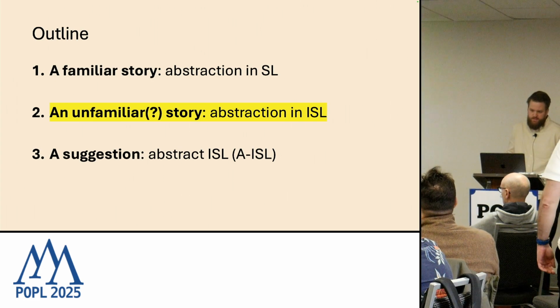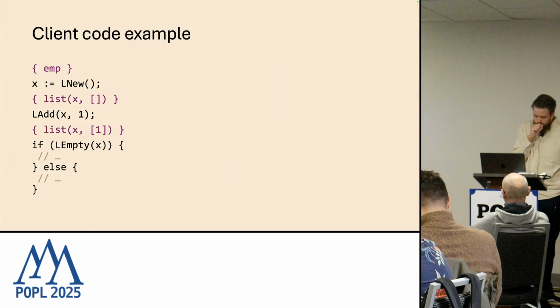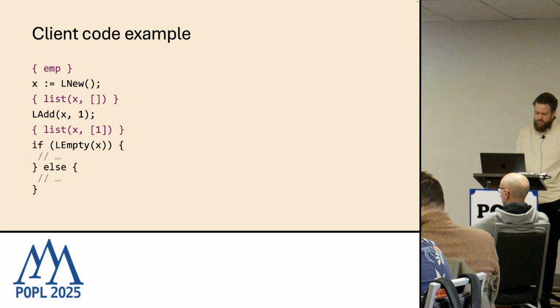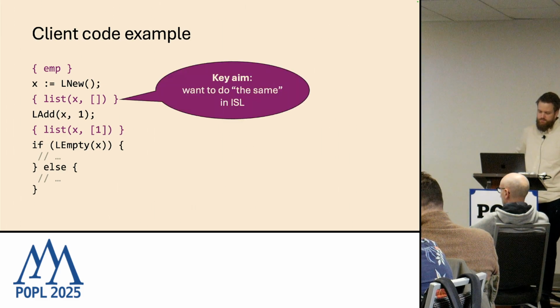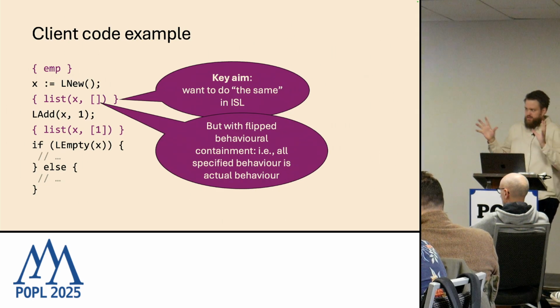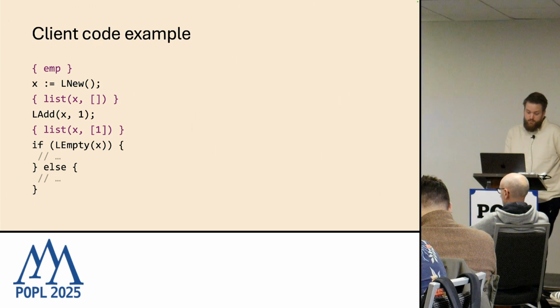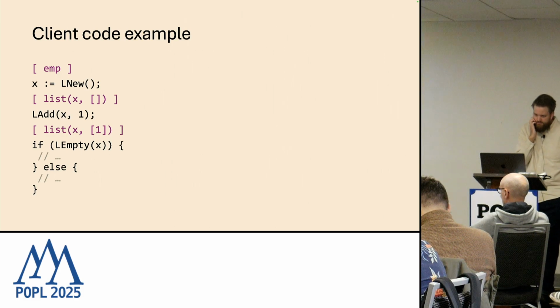Okay, so that's all fine in verification and separation logic. So what happens in bug finding? Basically we want to do the same thing here. So we have the same program and the aim is, well, we should do the same thing. But of course with behavioral containment flipped. So now we want all the specified behavior to be actual behavior. So let's throw away our approximate triples and replace them with under-approximate triples.